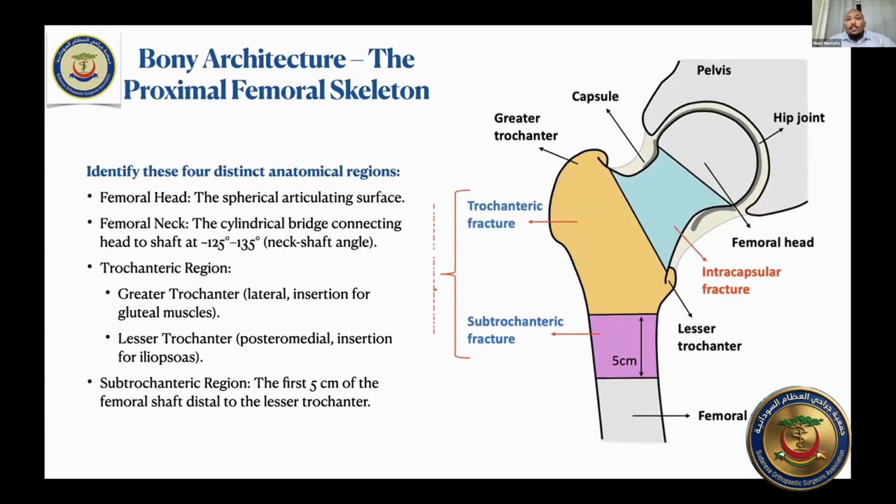The bony architecture of the proximal femur consists of 4 regions. First, the femoral head, which is a spherical part articulating with the acetabulum; the neck, a cylindrical part that lies inside the capsule; the intertrochanteric region, from the greater trochanter to the lesser trochanter; and the subtrochanteric region, which lies 5 centimeters below the lesser trochanter.